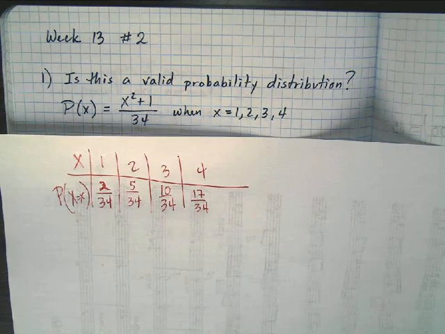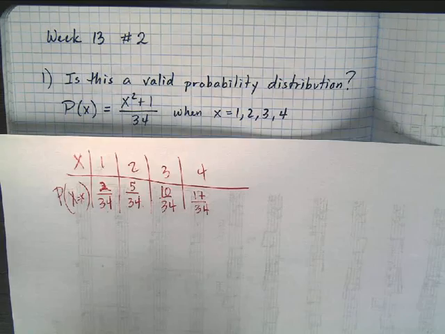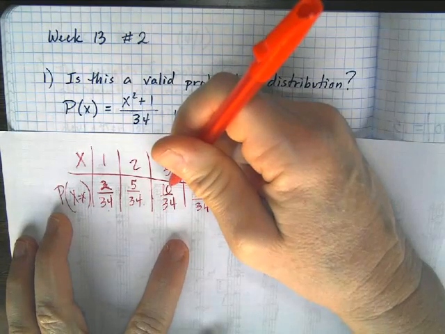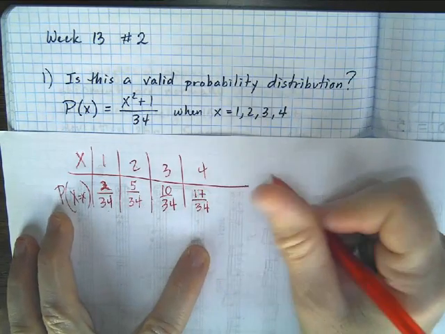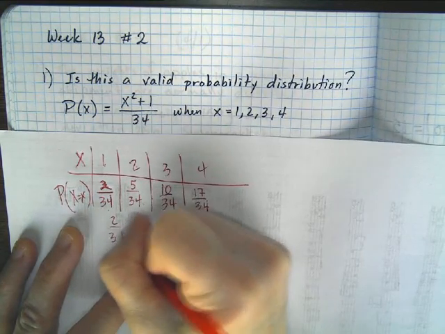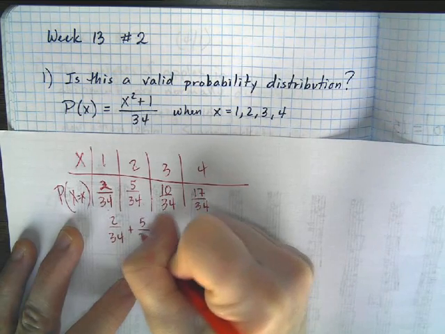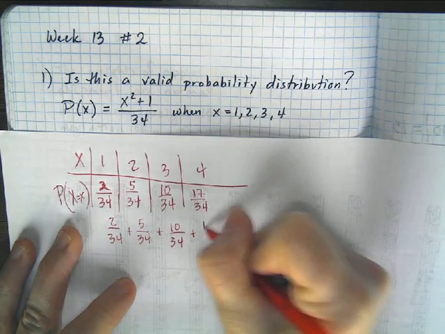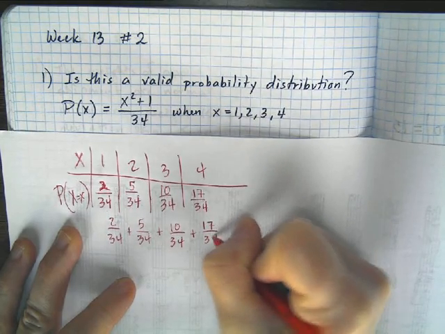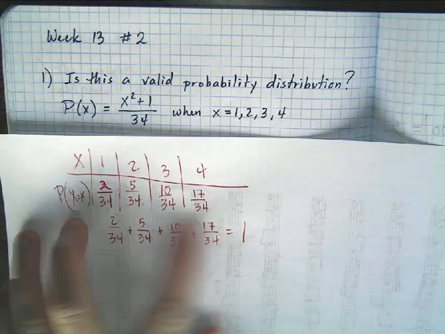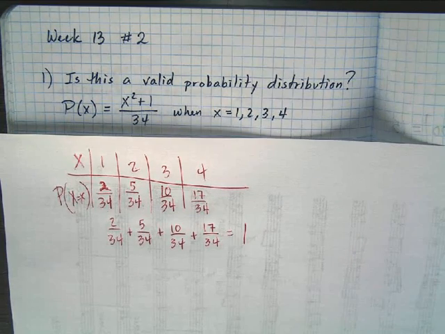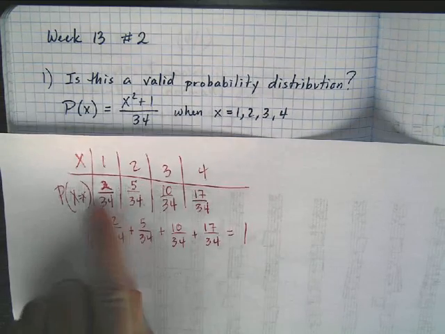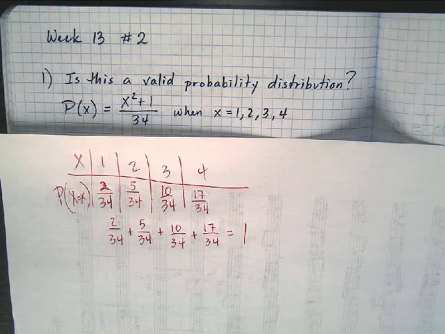Now let's add them together and see if they equal exactly 1. 2 plus 5 is 7. 7 plus 10 is 17. 17 plus 17 is 34. So if I add these together, it does work. I get 34 over 34. So it meets the two rules of a probability distribution. Equals 1. The probabilities of this event all have to add up to 1. Okay, that's it. That's what you had to show. You had to show that all of these are between 0 and 1, and all of these add up to 1. So there it is.